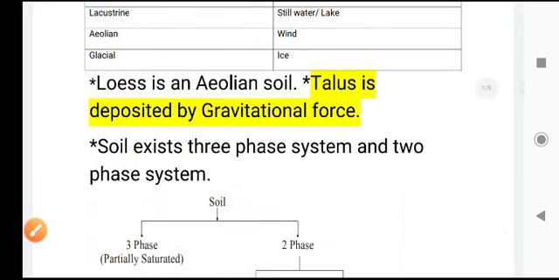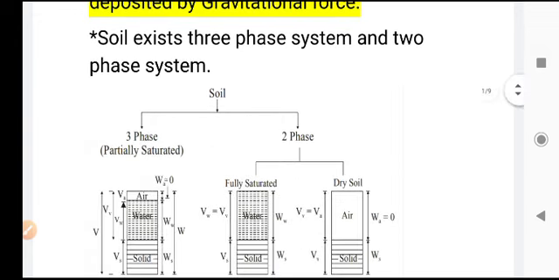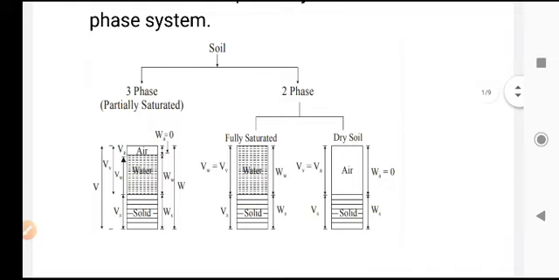Here soil exists as a three-phase system and a two-phase system. In a three-phase system, soil contains solid, water and air. For a two-phase system, when fully saturated, there is only solid and water. For dry soil, only solid and air content.